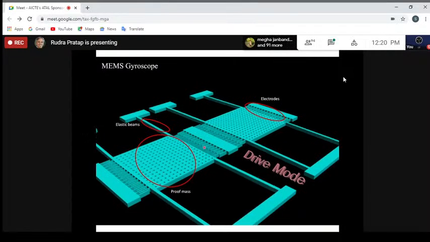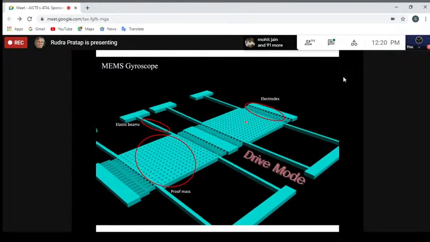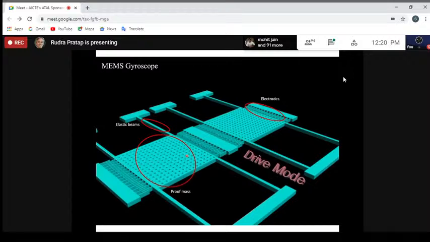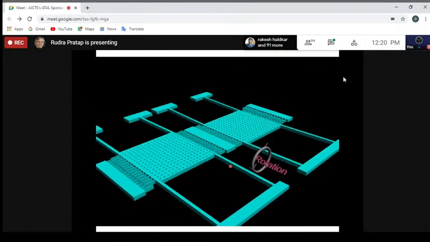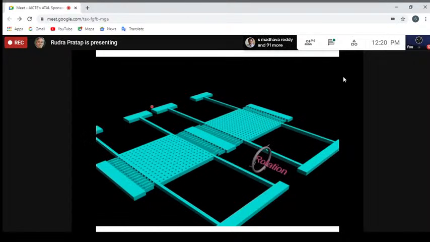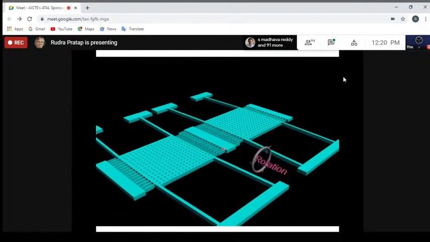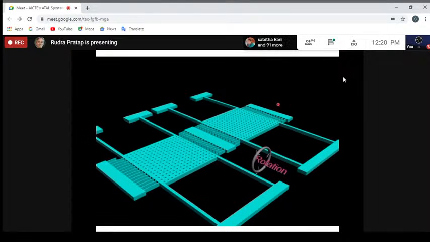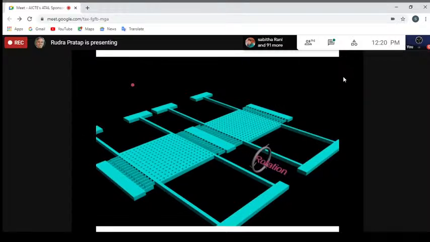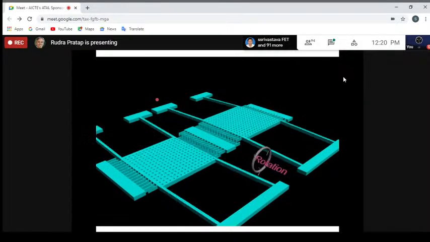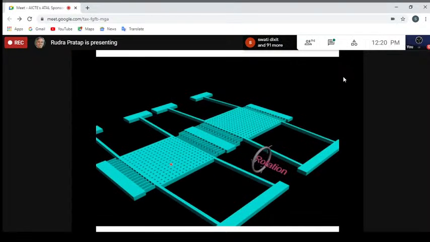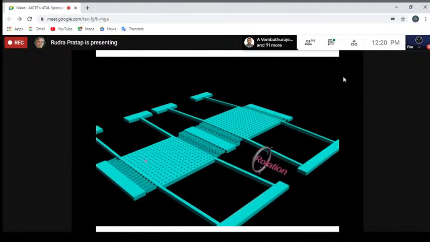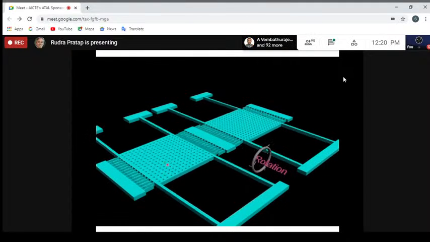Notice here that the velocity, let's call this direction x, is in the x direction of this mass. So this mass is moving in the positive and negative x direction. Now, if you apply a rotation on it in the y direction, still in the plane, then your velocity was in the x direction and the rotation is in the y direction. So you get your Coriolis acceleration, which will be in the z direction. Now the same proof mass, while you are still actuating it in the x direction, starts going up and down.